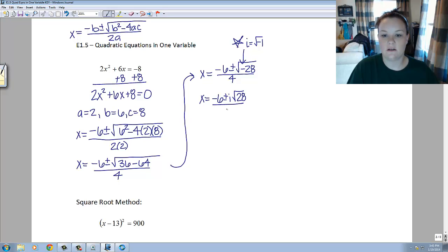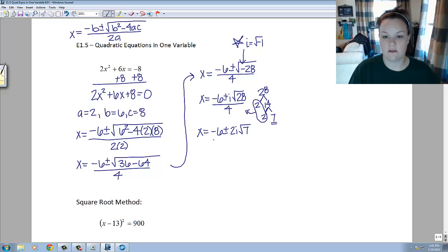And then over here, I'm just going to go ahead and say 28 is the same thing as 2 times 14. 14 is 2 times 7. So since I have 2 copies of a 2, I can bring that out. The 7 stays underneath the radical. So I have x is equal to negative 6 plus or minus 2i, the 2 that I brought out, the i that I brought out because of the negative, square root of 7, all over 4.